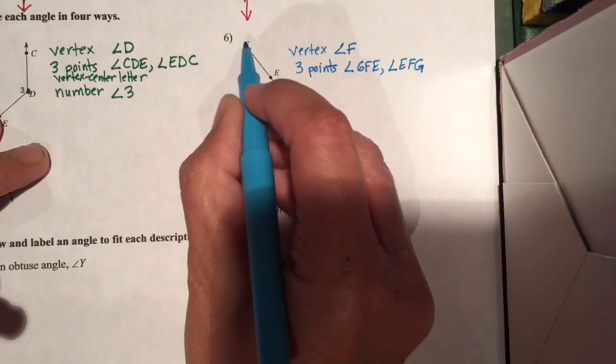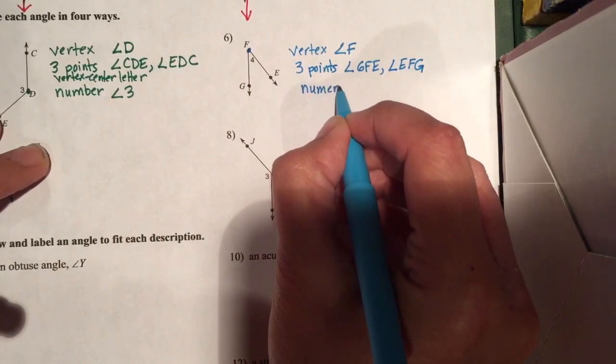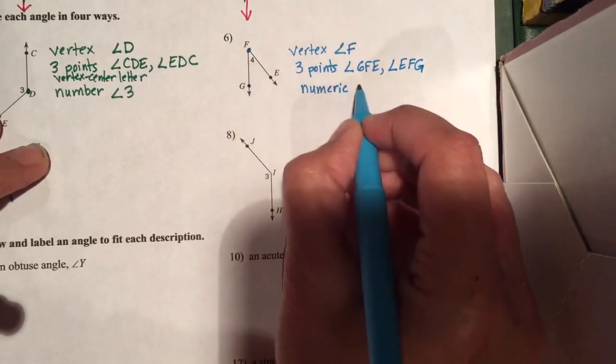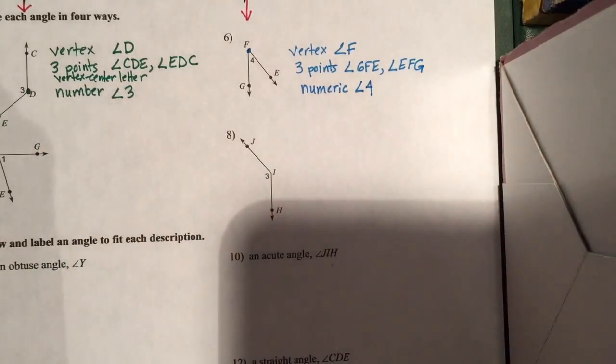GFE, EFG, vertex in the center. The numeric name is angle 4. So there are 4 ways to name that angle. Let's move on to a different one.